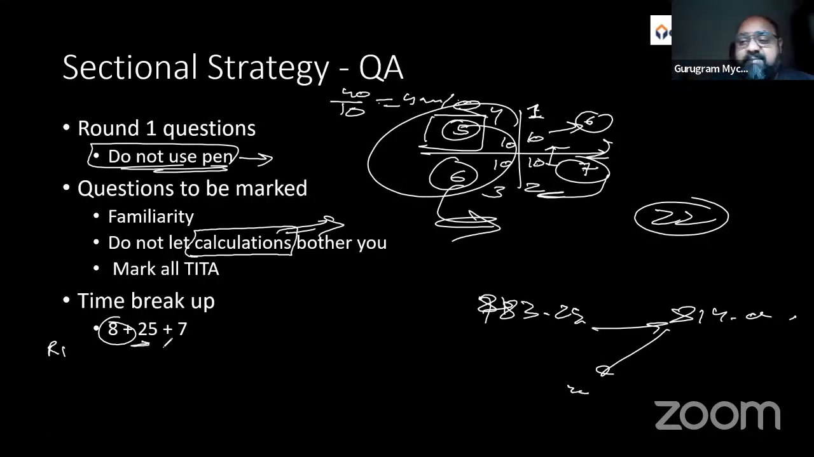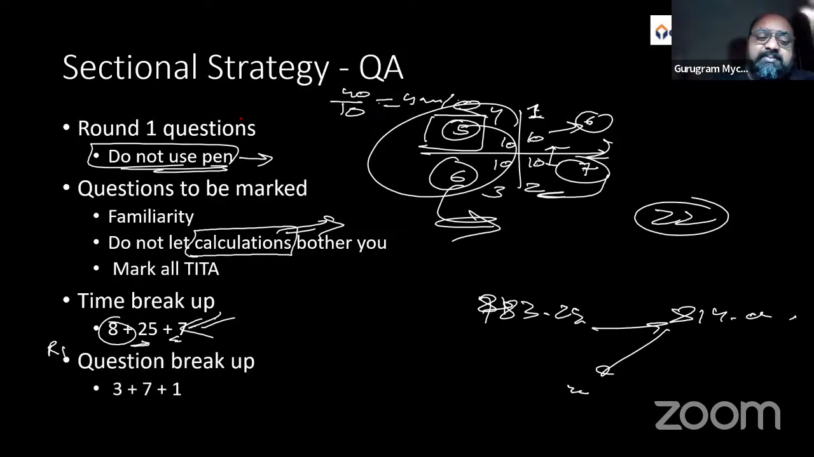The next 25 minutes I spend on solving the questions that I have marked, and then the next 7 minutes I will spend on questions that I was not able to do, the ones I marked, or questions that I did not mark. I will just spend some time and see if I am able to take out one or two questions from that book.